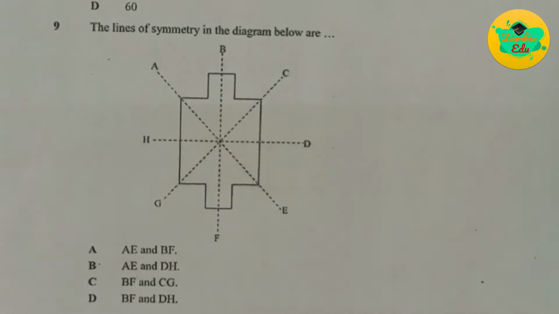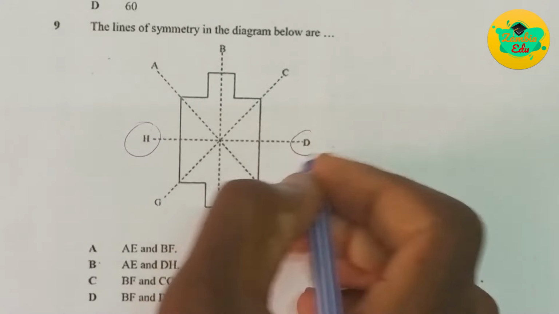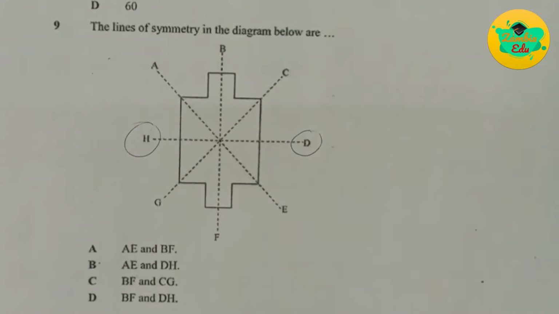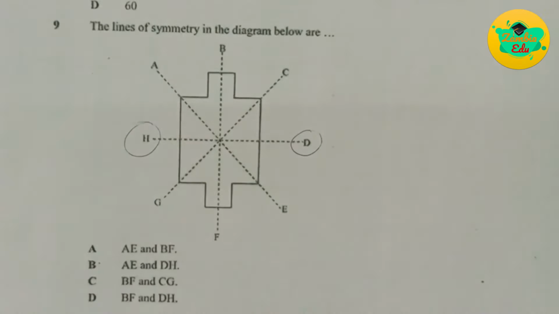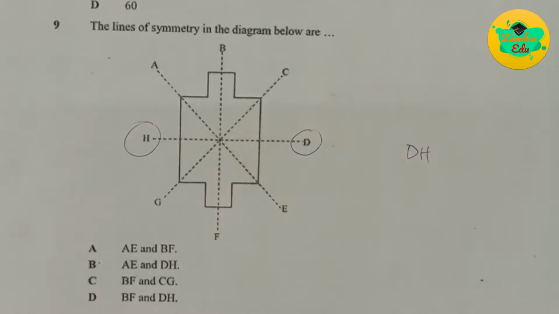So there are two pairs of letters which are representing those two lines of symmetry. If we look at this shape, we can tell that if you cut along this line, HD, and the shape is folded from the center, it will have two parts which are matching and fitting perfectly. So DH is the first line. DH will be one line we are going to look at.